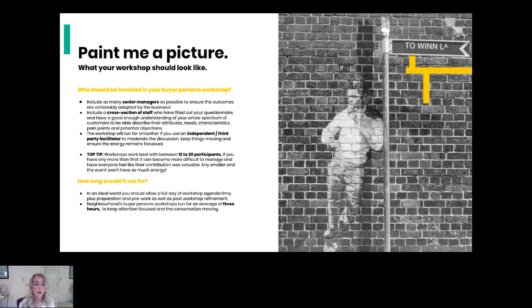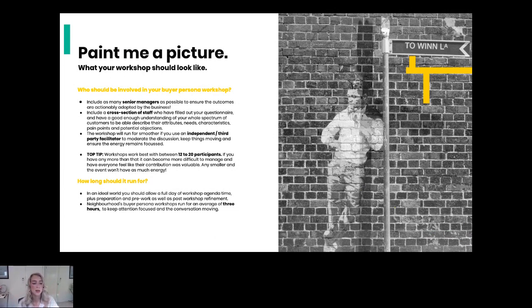You also should include a cross-section of your staff who have filled out your questionnaire and have a pretty good understanding and knowledge of the whole spectrum of your customers and are able to describe their attitudes, needs, characteristics, who know them pretty well. We recommend that your workshop is run by an independent or third-party facilitator, just to moderate the discussion and keep things moving and ensure that the energy remains focused. As part of our workshops, that's really what we're for. Obviously, we're not inputting much because we don't really know much about your customers and we don't want to sway you, but being that pillar there who's making sure that everything is running as it should is super important for a workshop like this.